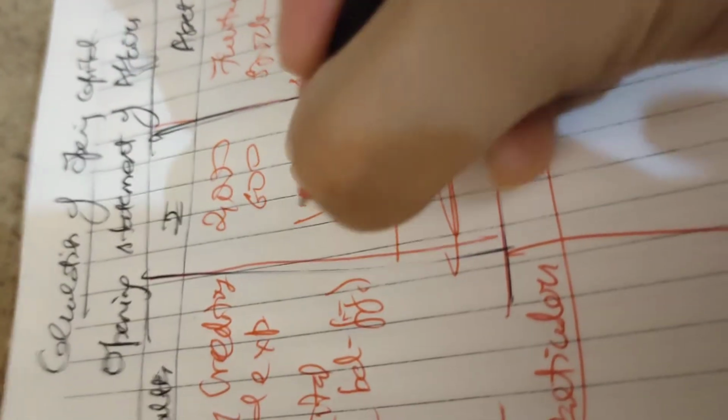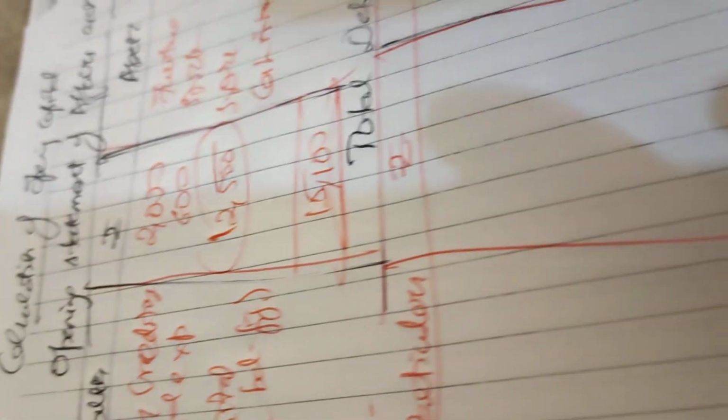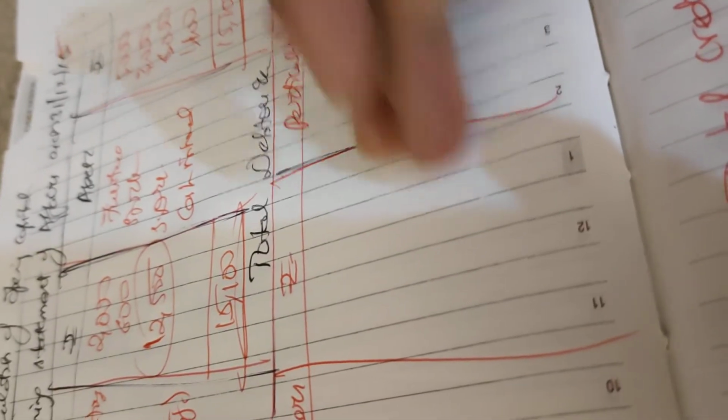Now the balancing figure will be called the opening capital. That is a balancing figure. And how much is it? 12,500. Right? Good.